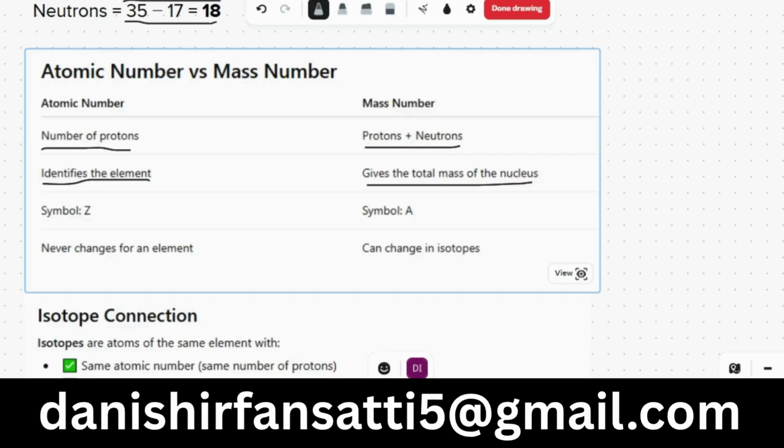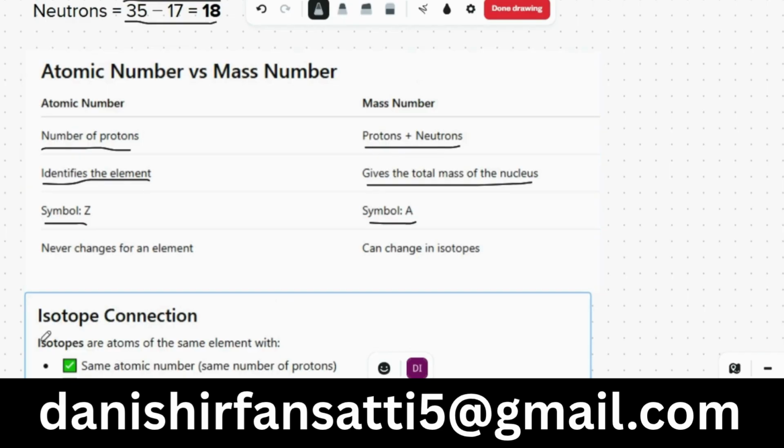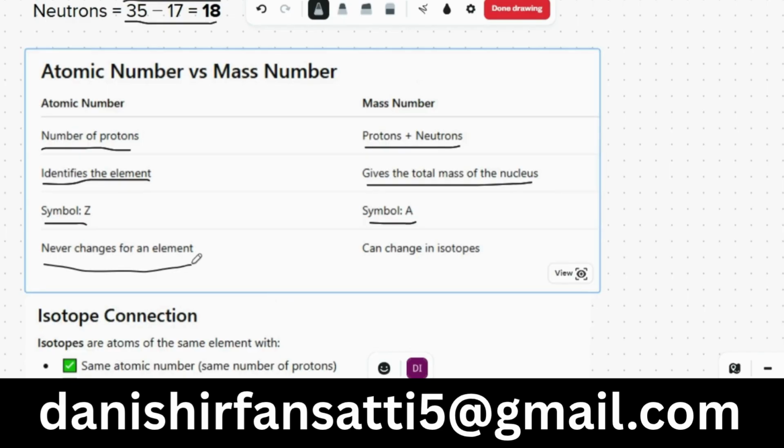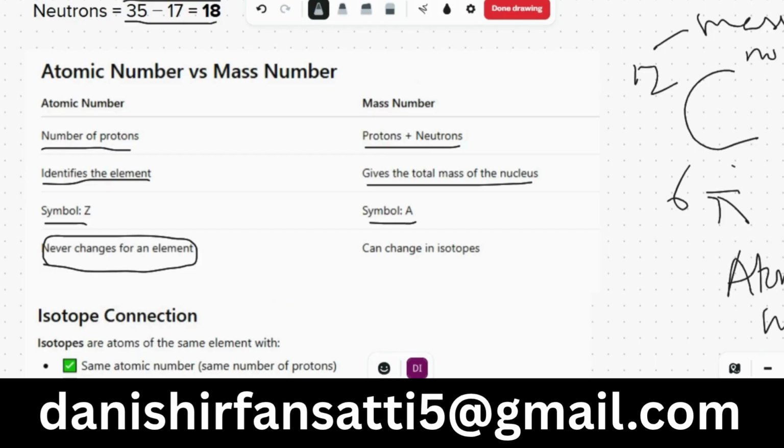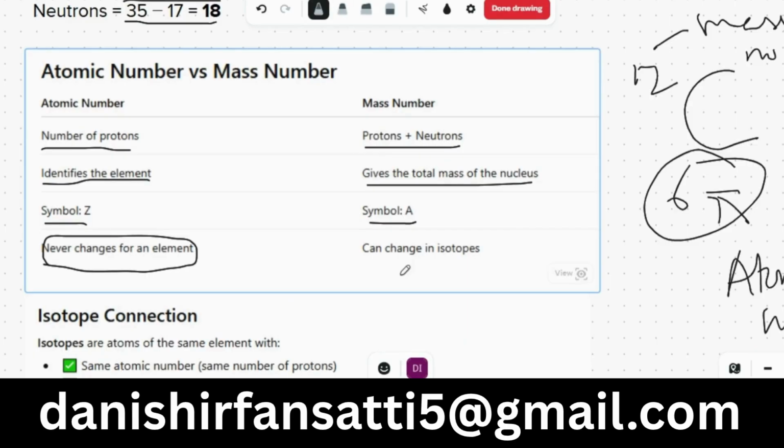The symbol for atomic number is Z, whereas the symbol for mass number is A. Atomic number never changes for any element. That is the most important thing. Carbon, for example, will always have atomic number 6. Atomic number cannot change. If it changed, that would mean a different element.